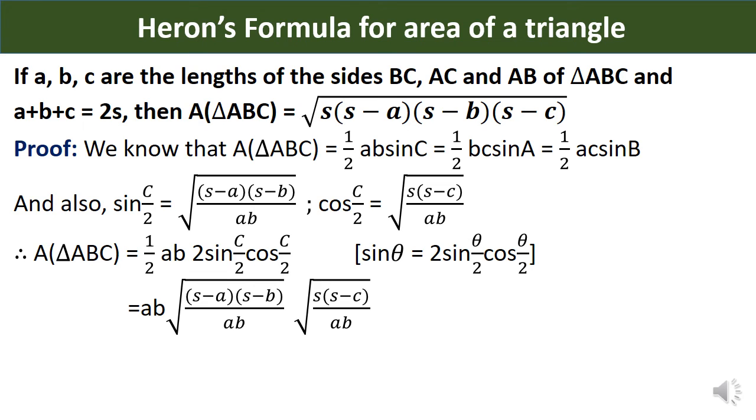Thus, putting all the values together, the half goes away because the 2 and 2 get cancelled from the numerator and the denominator. So we get ab into root of sin C by 2, which can be written as root of (s minus a)(s minus b) upon ab, and similarly cos C by 2 can also be substituted. Thus root ab into root ab becomes ab, and from the numerator and denominator we cancel out ab. So we get the formula, which is root of s(s minus a)(s minus b)(s minus c). We are going to apply this formula in our sums as well.